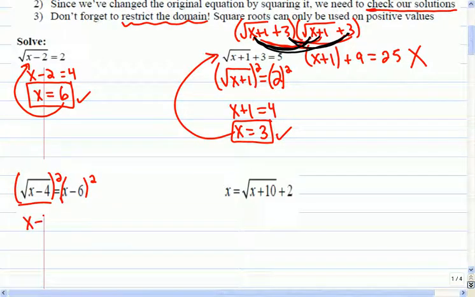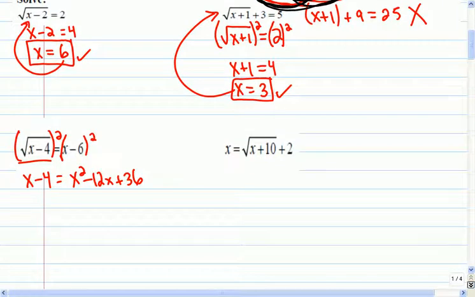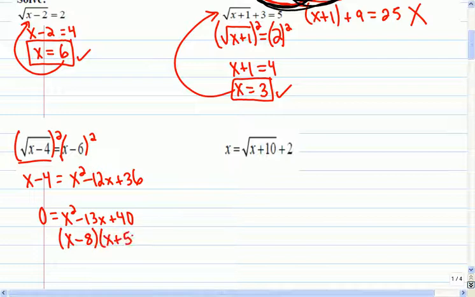that means I'm going to get x minus 4 equals x squared minus 12x plus 36. Okay. And if I collect up the like terms, let's see here. Oh, negative 8 and 5. Good. Oh, negative 5, right. So that gives me an answer of either 8 or 5.